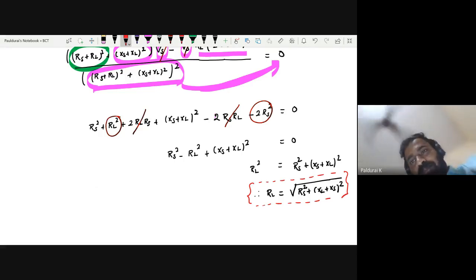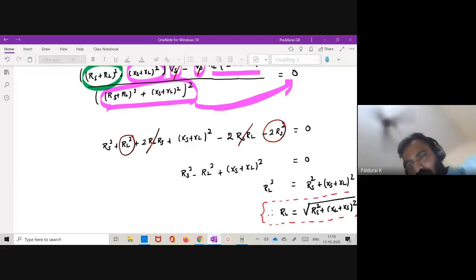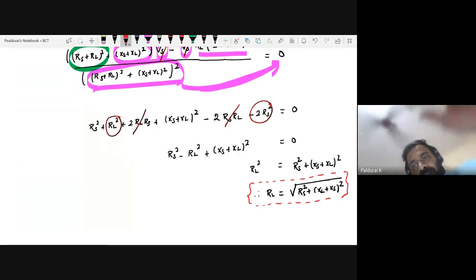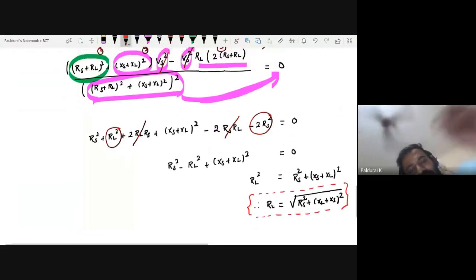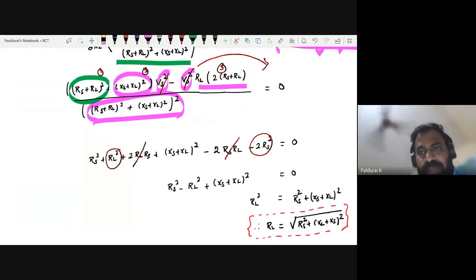What's the time? 11:10. I can complete only the derivation in today's class. Actually, I want to solve problems, but it is not possible, I think. You just sit and derive, okay? Very simple derivation.